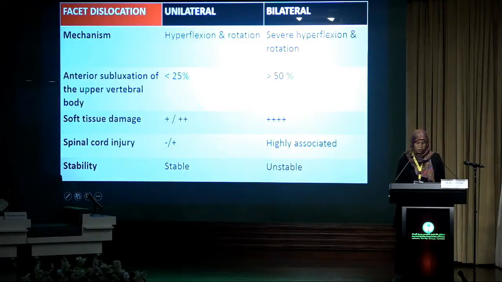And in unilateral facet dislocation, the soft tissue damage is less than in the bilateral one. Spinal cord injury can happen or not in unilateral facet dislocation, but bilateral facet dislocation is highly associated with spinal cord injury. And unilateral facet dislocation is usually stable, but bilateral is usually unstable.